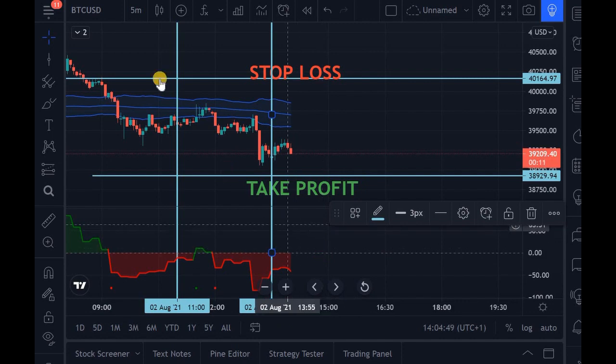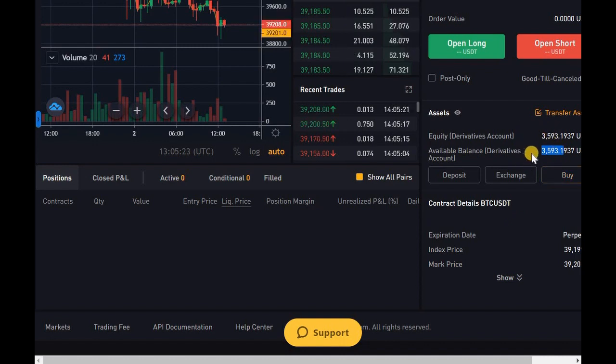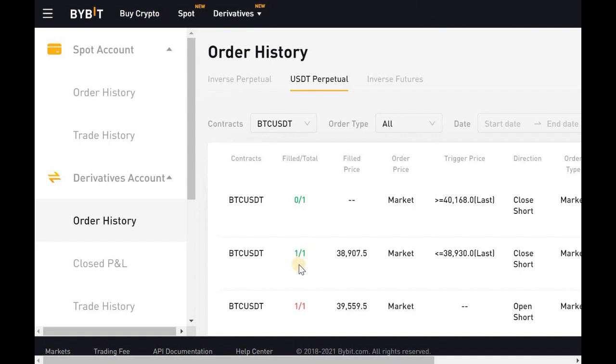If we head over to Bybit, as you can see, my position has been closed and I realized some profits, understand? So this is my available balance right now. I'm going to show you the order history and the trade history also. So let's go over to the order history. This is my order history. As you can see, I opened my shorts at around this level at 39,559. This was my entry price and my take profit was set at around this level.